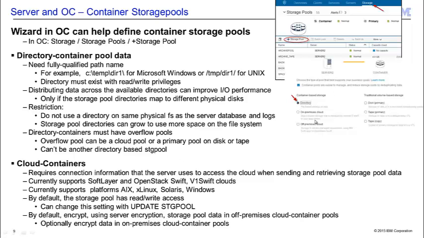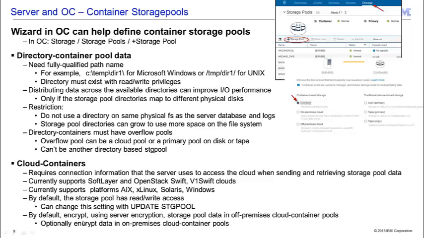If you choose to create a cloud container, you're going to have to decide, is it on-premise or off-premise? You're going to need the URL, the password, and the ID to access those clouds. And currently we support SoftLayer, OpenStack Swift, or V1 Swift clouds. You do not have to install anything on these clouds. There's no server or anything else running out there. We're just using it for storage as a container storage pool.